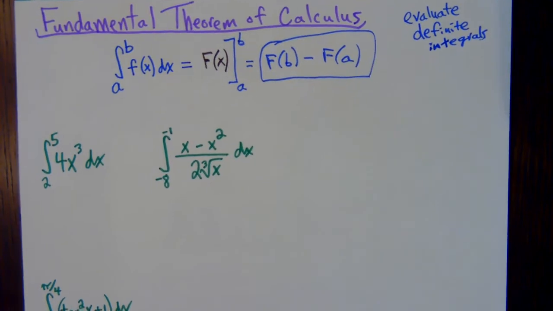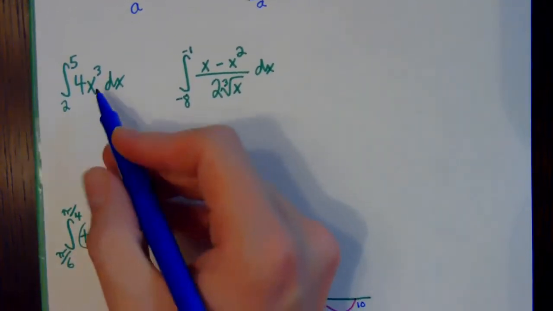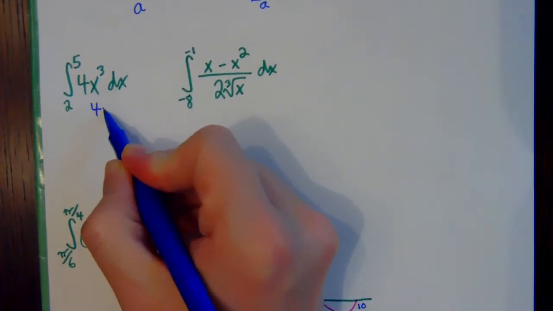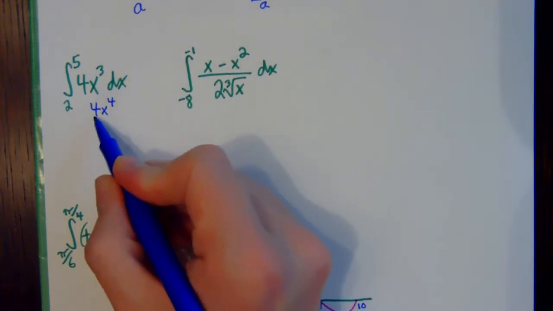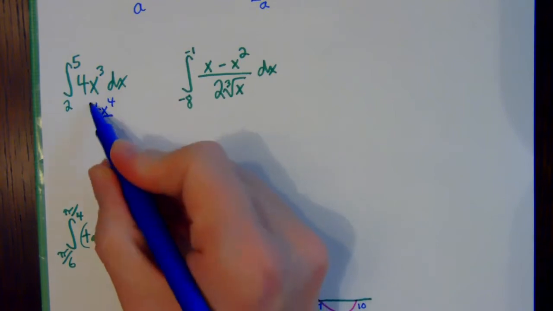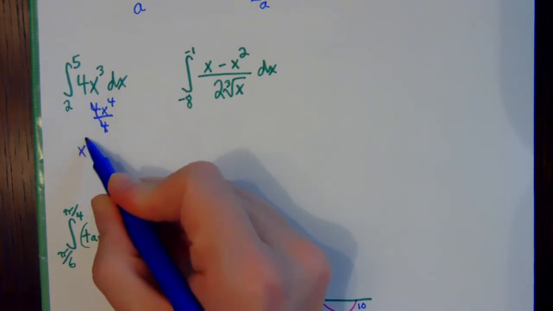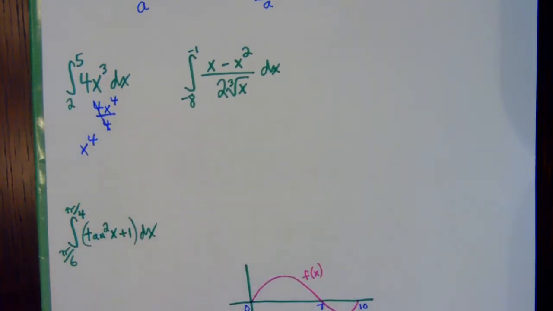So let's do a few examples. All right, so when I integrate this, it's going to be 4 carry down, and you're going to integrate that using an easy power rule. So you're going to go x to the 4th over 4, and then those will cancel out. And now you have x to the 4th, that's your antiderivative, that's your integral answer.